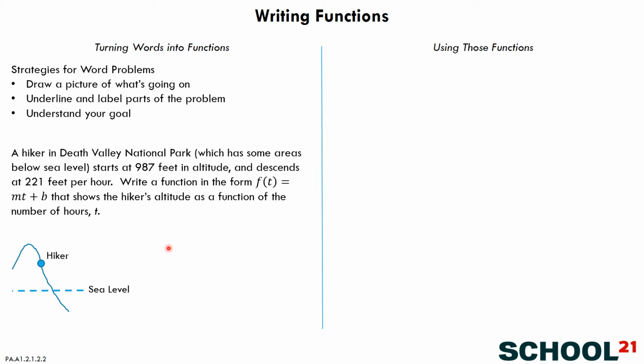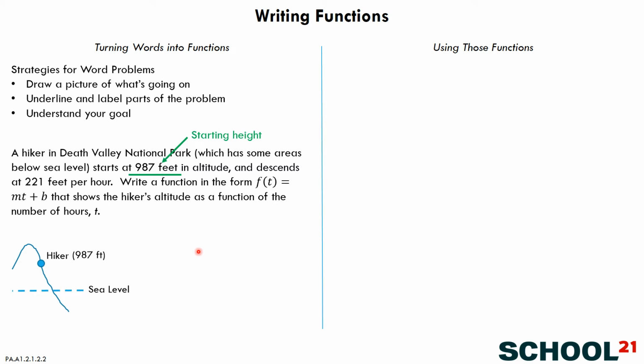Now, let's figure out exactly what height that hiker starts at. What is that height in the problem? 987. Okay, so let's underline that in our problem. That's a good thing to do. And let's label what that is, and that's our starting height. Does that make sense? Yep. Now, let's also put that onto our drawing here. That'll really help. So you're starting to get a picture of what's going on here?